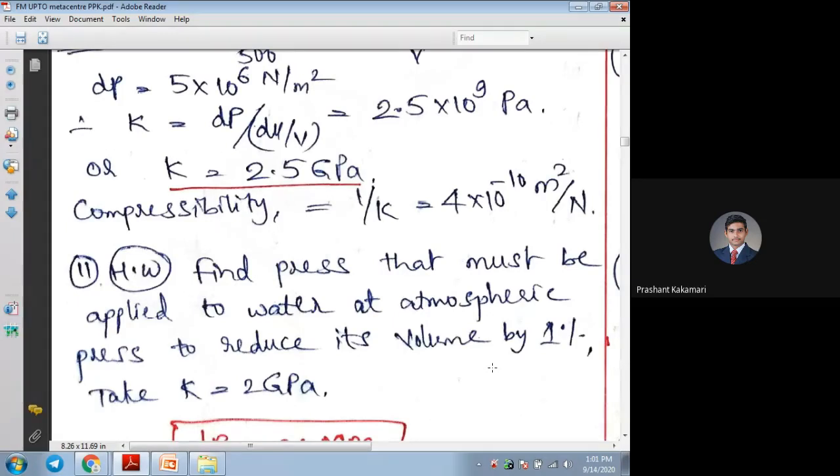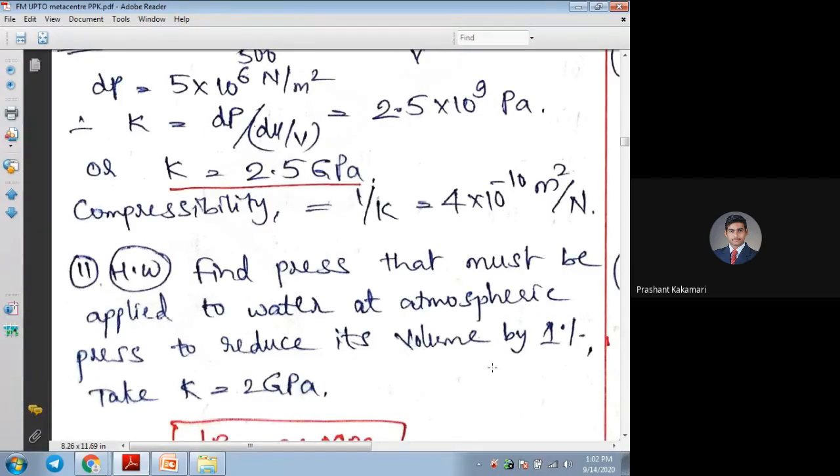Here, they are asking to find the pressure that must be applied to water. Now, again the question is, can you pressurize the water to reduce the volume? So find the pressure that must be applied on the water at atmospheric pressure, meaning initially it is atmospheric pressure. Now how much extra pressure you have to add so that it will reduce its volume by 1%. Take K equal to 2 gigapascal.